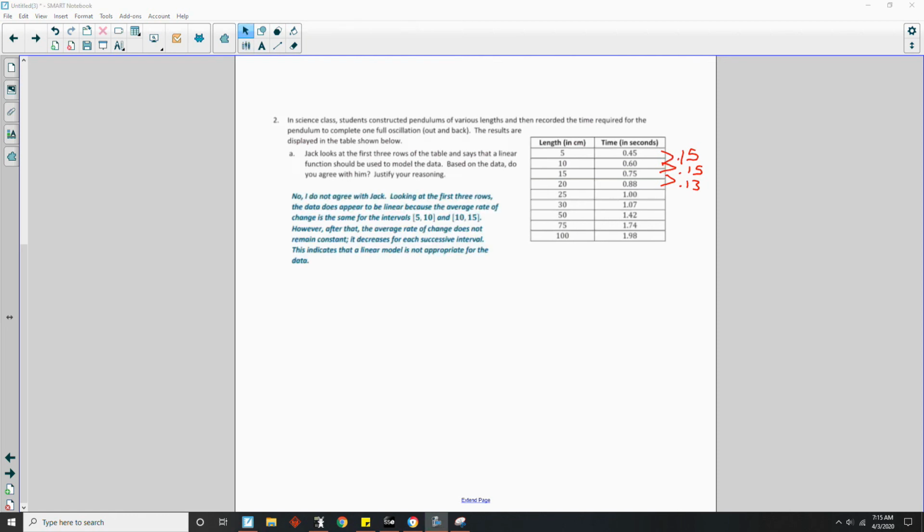No, I do not agree with Jack. Looking at the first three rows, the data does appear to be linear because the average rate of change is the same for intervals 5, 10, and 10, 15. However, after that, the average rate of change does not remain constant and it decreases for each successive interval. This indicates that a linear model is not appropriate for the data. Okay, so from here to here it went down 0.12, and then this was only 0.7, and so on and so on. And then it increased.